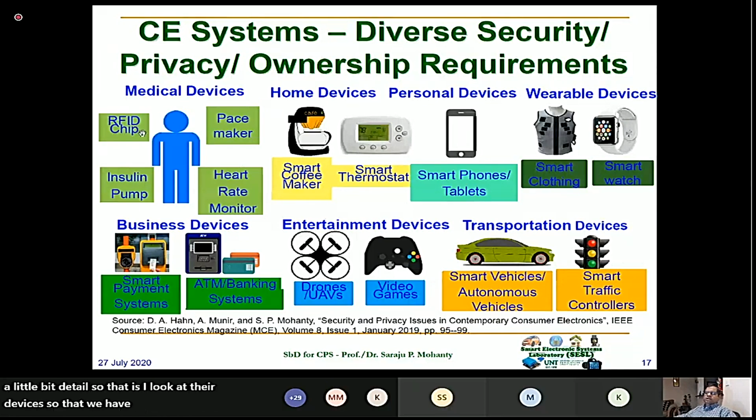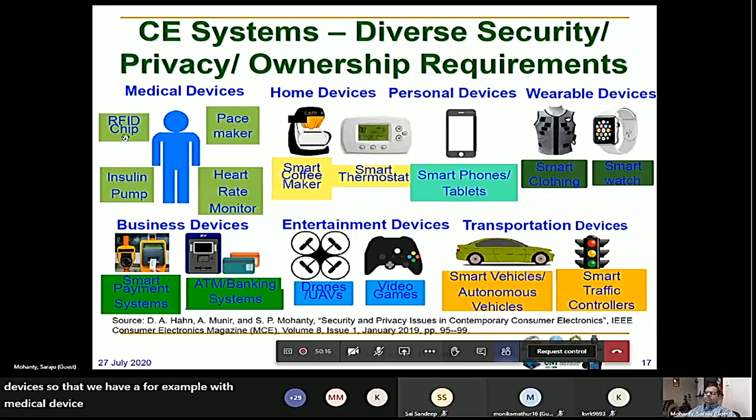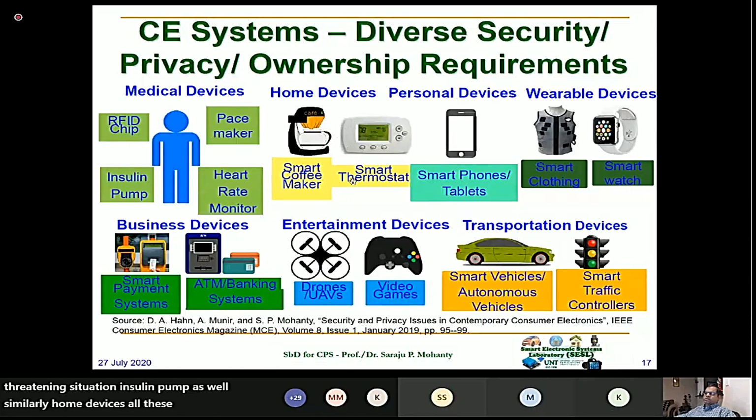For example, medical devices: RFID, pacemaker, insulin pump, heart rate monitor, all of this can be hacked. A pacemaker, if hacked, is a life-threatening situation. Insulin pump as well. Similarly, home devices, when they are connected to the internet, can be hacked. Smart thermostat, all these things. And phones and other wearables can be hacked. Similarly, business devices can be hacked as well.